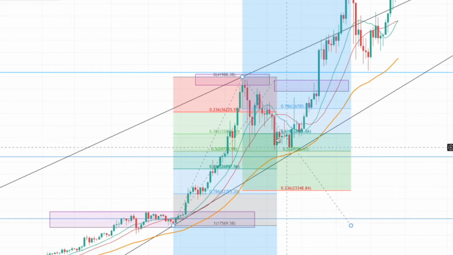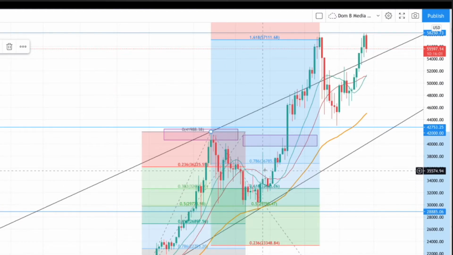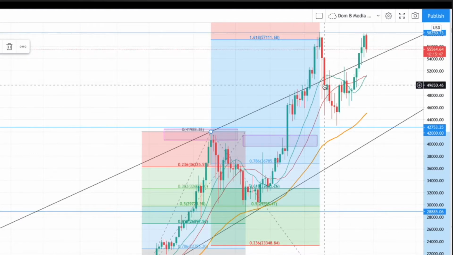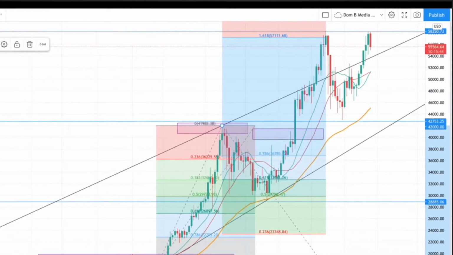So as you can see, we've pulled down to the 50% and then we've started pushing higher. Price has gone up and it's gone all the way up to the 1.618 Fibonacci level. So we've broke into that 1.618 zone and then we've started pulling back again. Let's see if the retracement works, shall we?